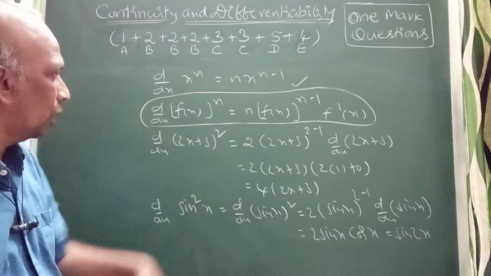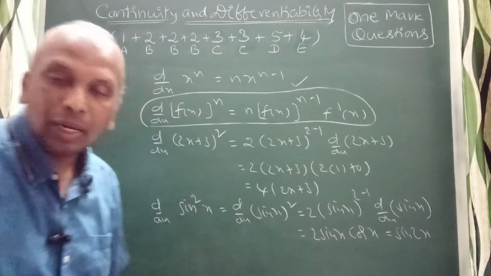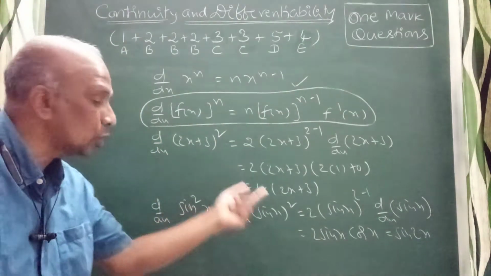X power n gives n into x power n minus 1. F of x whole power n gives n into f of x whole power n minus 1 into f dash of x. Let's give an example of this.